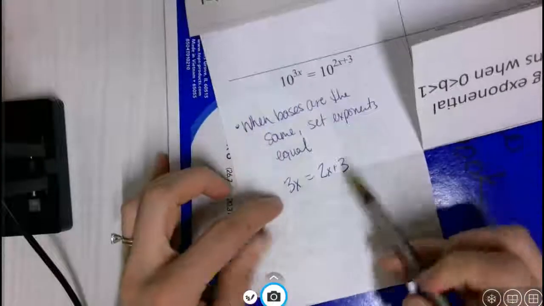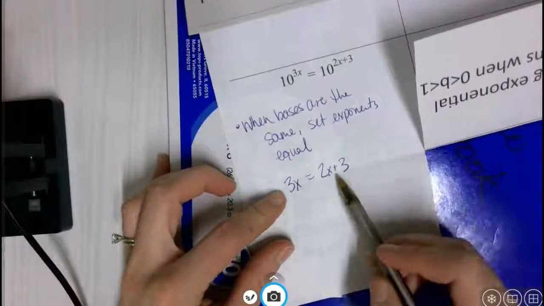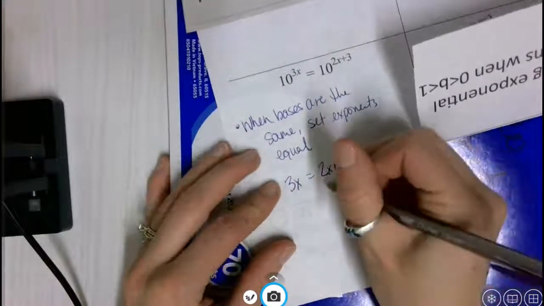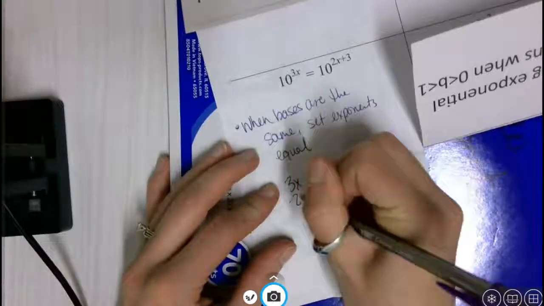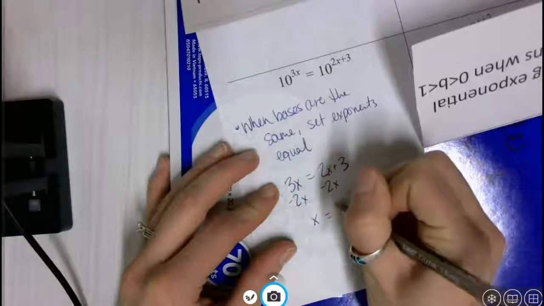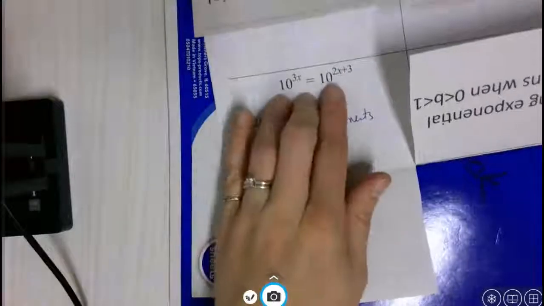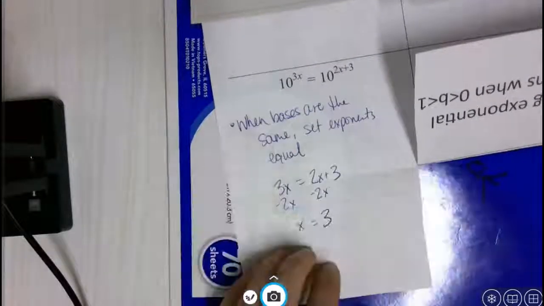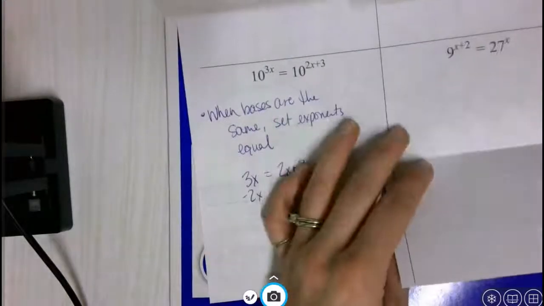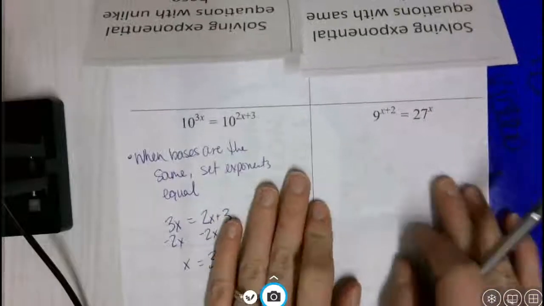So now I can just solve for my x. Now to do that, I get all the x's on one side, so I subtract 2x from both sides. So I end up with x equals 3. So since my bases were the same, I just set them equal and go from there. Okay, so now let's look at what happens when my bases are not equal.